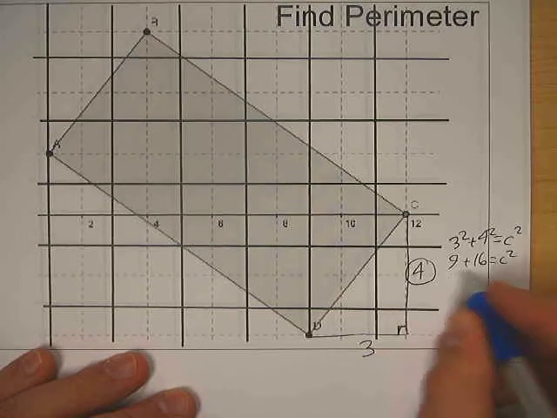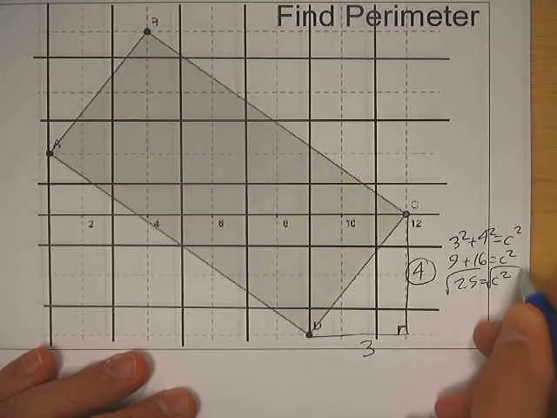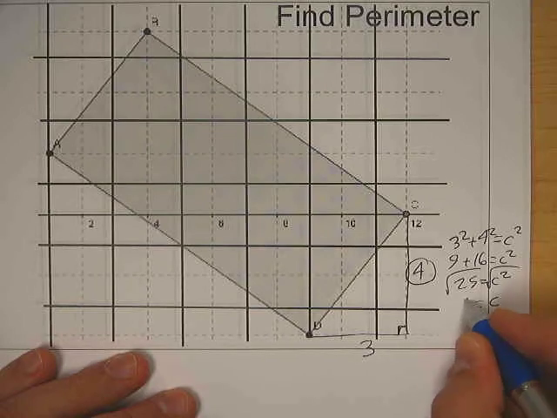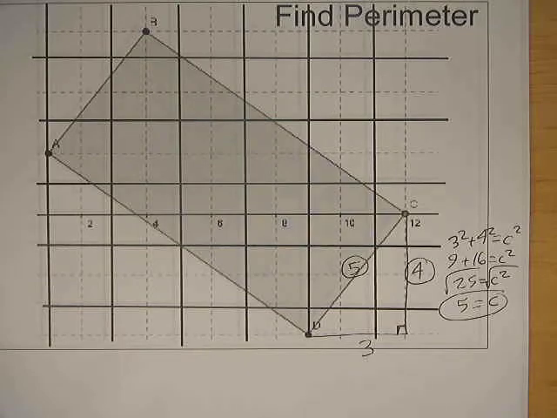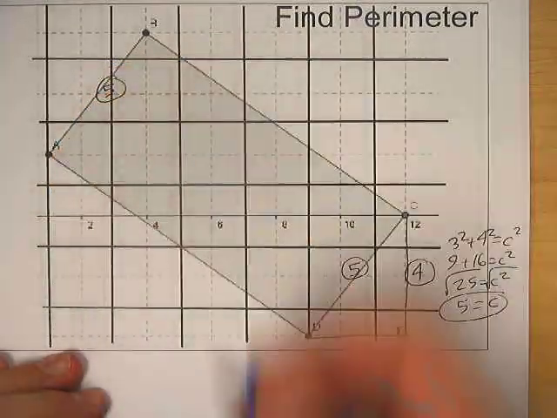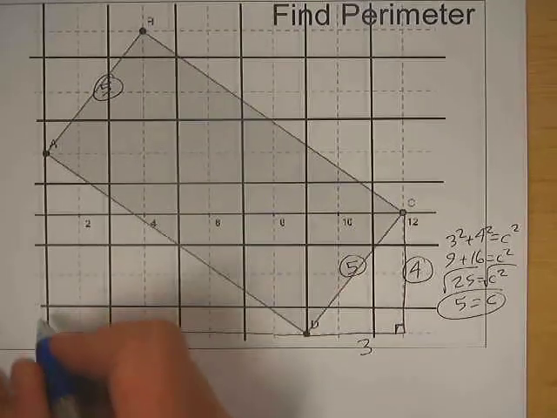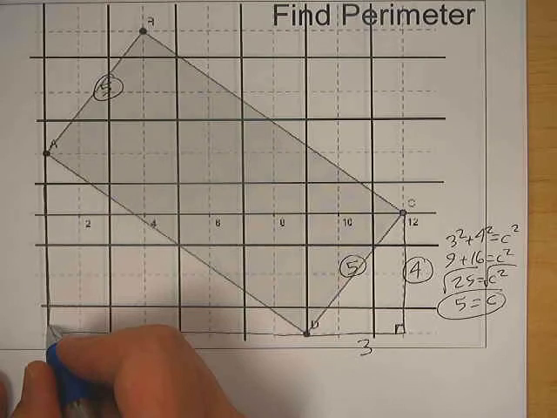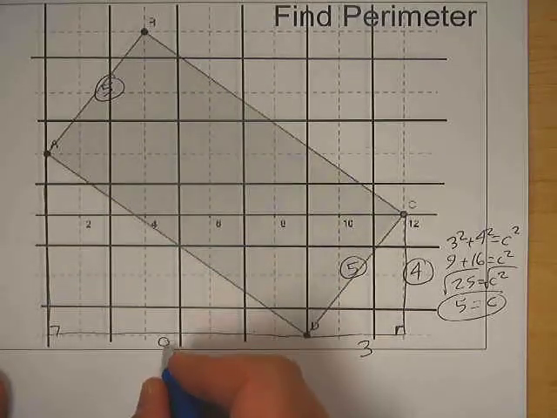So to get the length of this side, I'm going to use the Pythagorean theorem. 3 squared plus 4 squared equals c squared. I get 9 plus 16 equals c squared. Add these two together, get 25 equals c squared. Take the square root, c equals 5. So this side length is going to be 5. We know in a rectangle, opposite sides are congruent, so this side is also going to be 5.